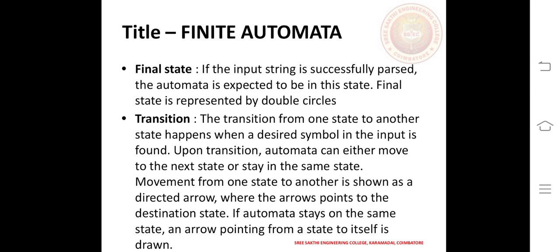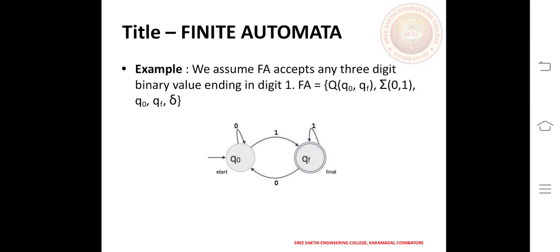Next is the transition. The transition from one state to another state happens when the desired symbol in the input is found. Upon transition, automata can either move to the next state or stay in the same state. It depends upon the input that has been given. Movement from one state to another state is shown as a directed arrow, where the arrow points to the destination. If the automata stays on the same state, an arrow pointing from the state to itself is drawn.